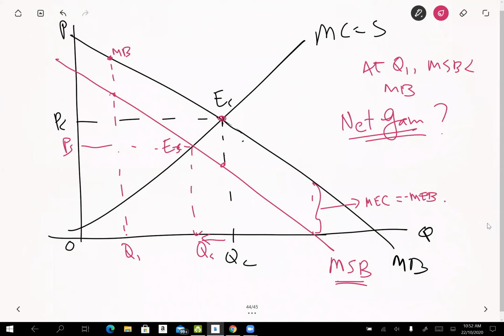And you will continue to produce less output until you reach the point where the marginal social benefit is just equal to the marginal cost. So therefore, the area here is the net gain. The net gain to the society.